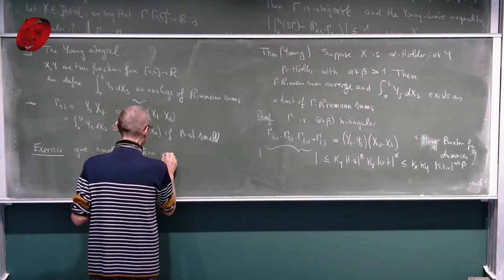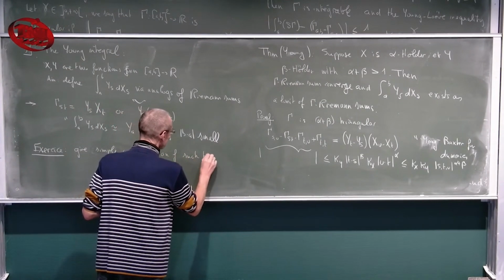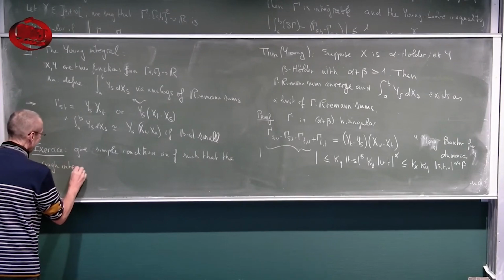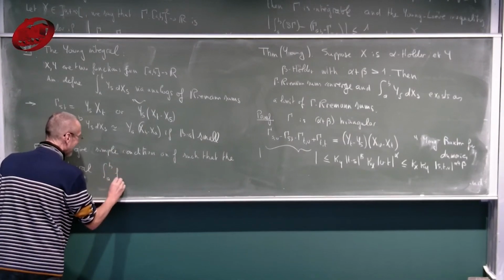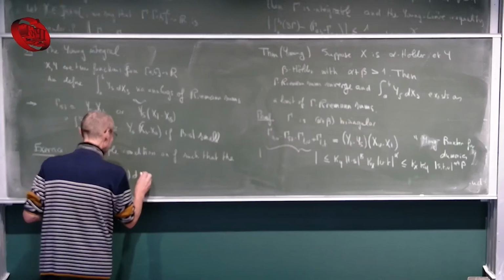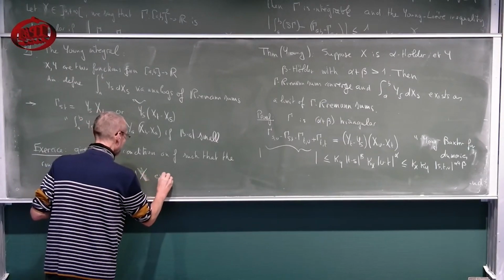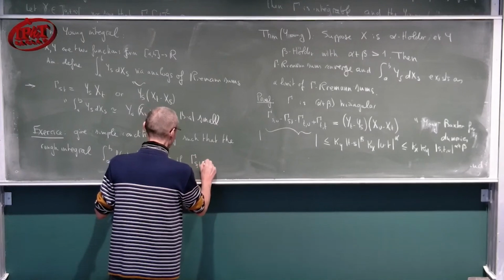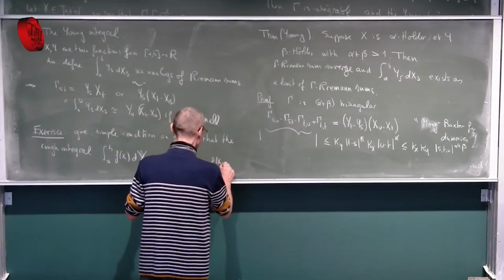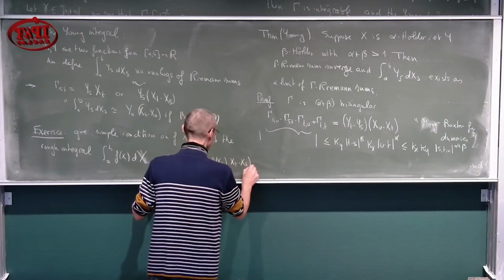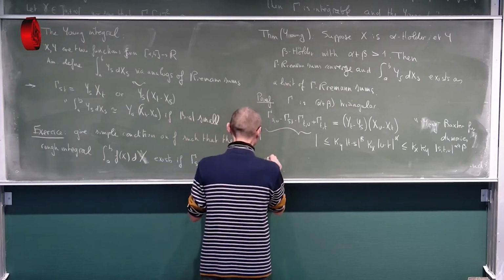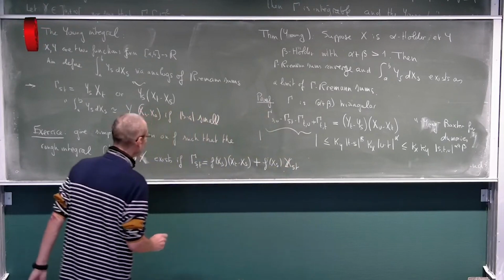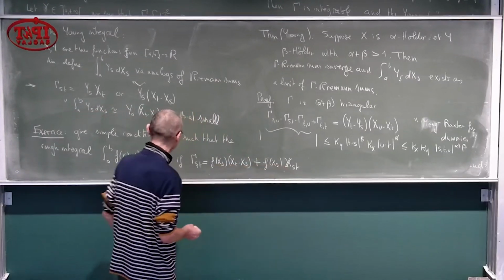Give a simple condition on f such that the half integral ∫_A^B f(x) dx exists, if Γ_st equals f(x_s)(x_t − x_s) plus f'(x_s) ... So you see, you have some regularity conditions here, some regularity conditions there.